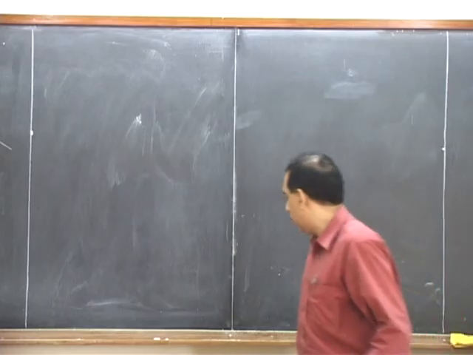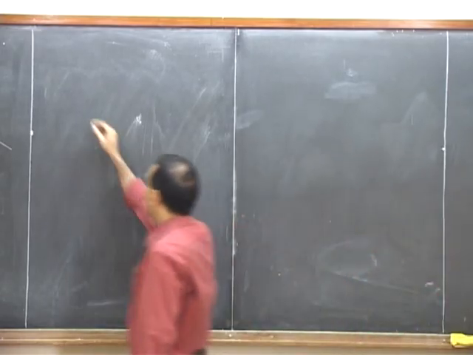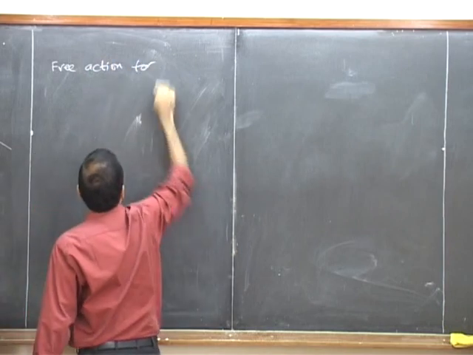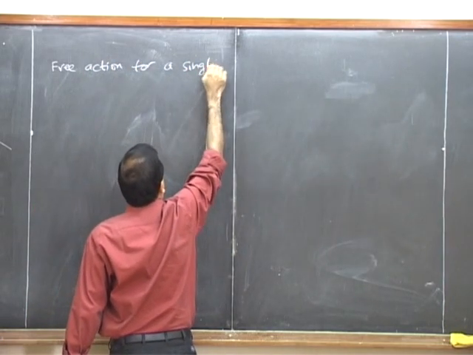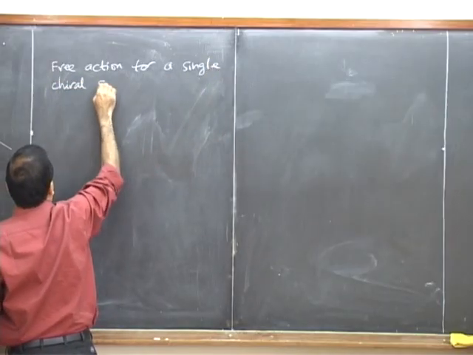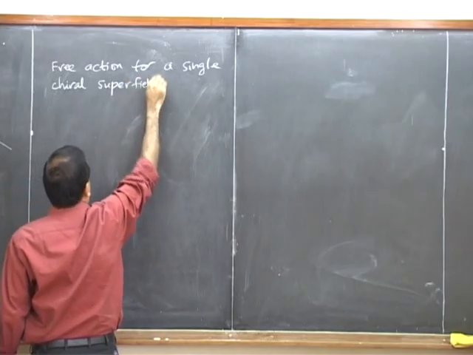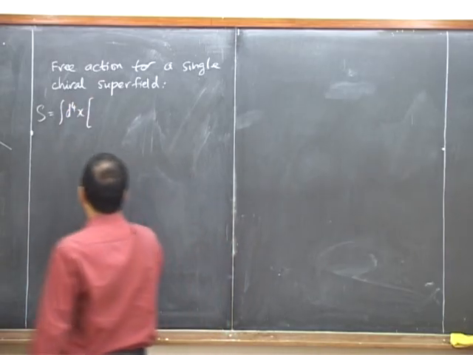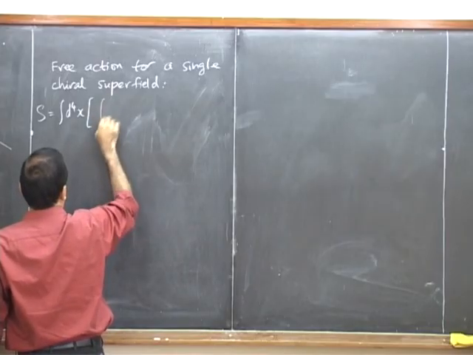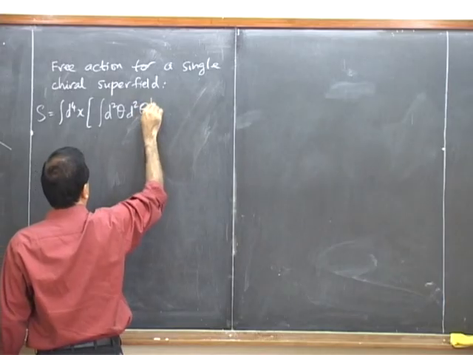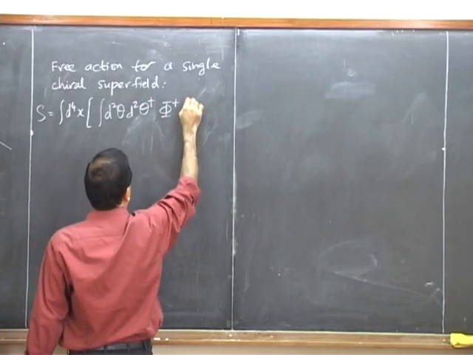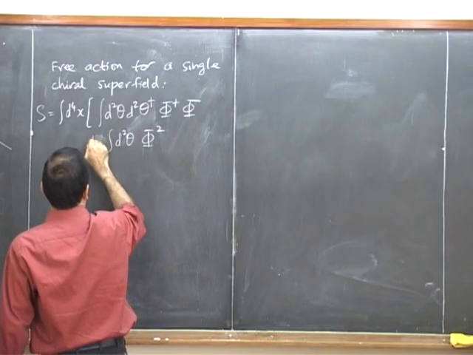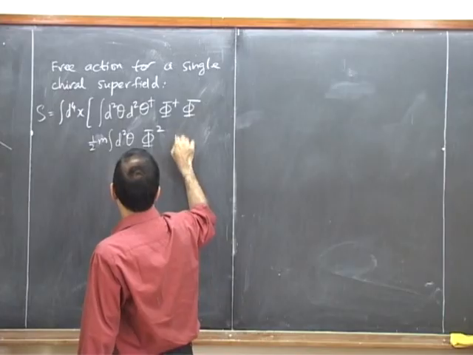Okay. Good. So last time our conclusion could be summarized by saying that the free action for a single chiral superfield is the integral d^4x over everything, integral d^2 theta Phi dagger Phi plus integral d^2 theta Phi squared and the half m, plus c.c.